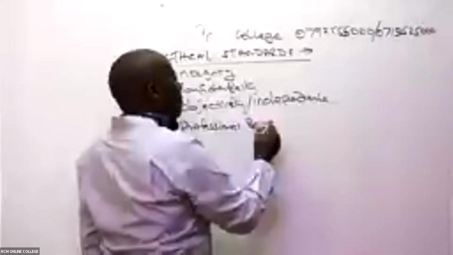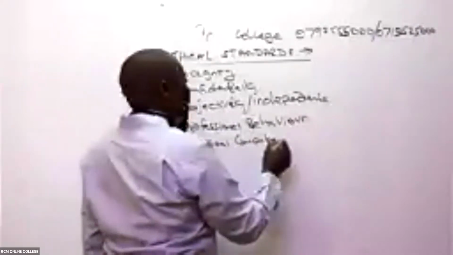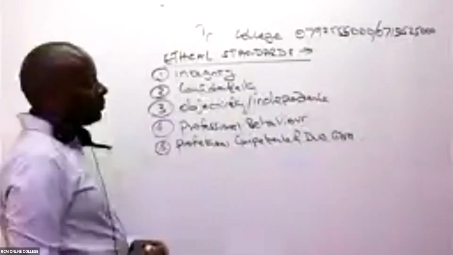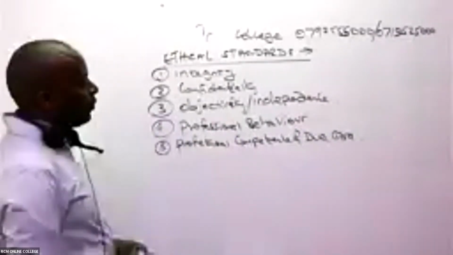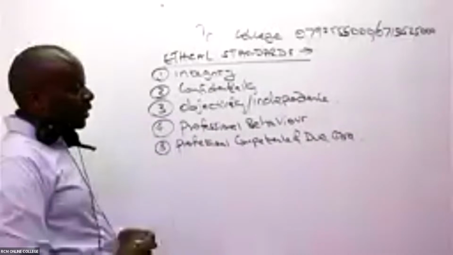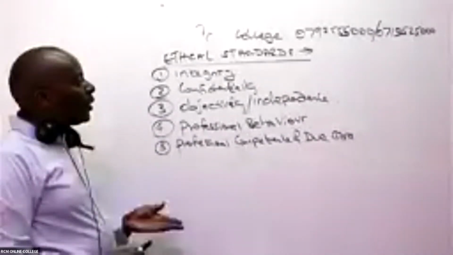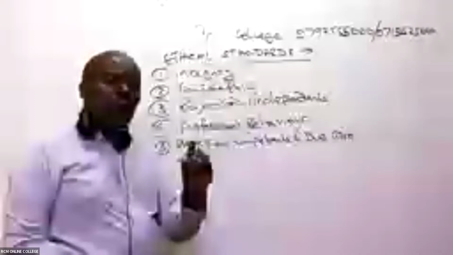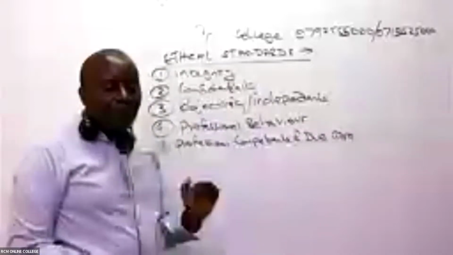And then lastly, we have what we call professional competence and due care. So these are 5. The examiner wanted you to state only 3 and explain them. So on integrity, we are required here to be straightforward. We are required to be honest in all our dealings. Integrity: honest in all our dealings.